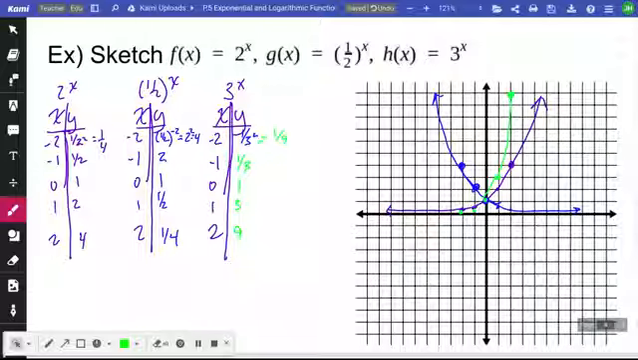When you do your graphs, try to make them go out farther. Don't just stop where your points go. If you notice, that h function climbs a lot faster. So use your XY chart for that. They'll all have that similar shape, even with reflections going on.